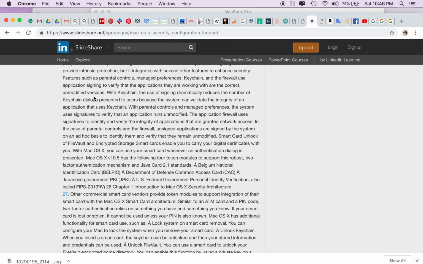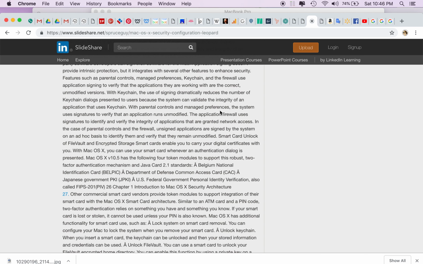So this feature, such as parental controls, managed preferences, keychain, and firewall, use application signing to verify that the applications you are working with are correct and unmodified versions. With keychain, the use of signing dramatically reduces the number of keychain dialogues presented to users because the system can validate the integrity of an application that uses keychain.